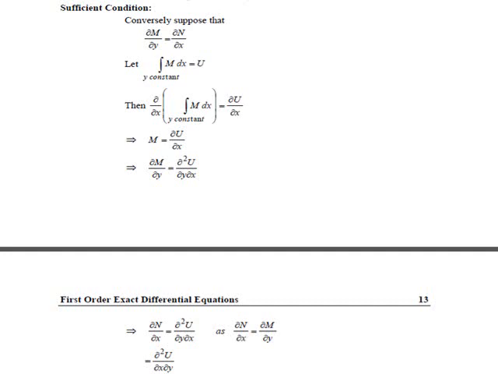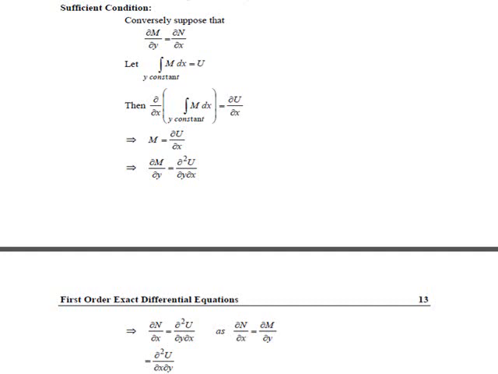Let us suppose integral M dx, keeping y constant, equals u. Now partially differentiating with respect to x, we get M equals del u by del x. Note down this value of M equals del u by del x. Now if we partially differentiate M with respect to y, we get del M by del y equals del square u by del x del y.